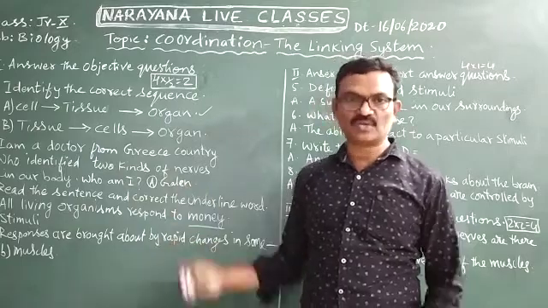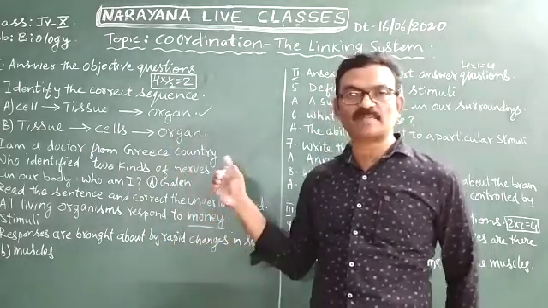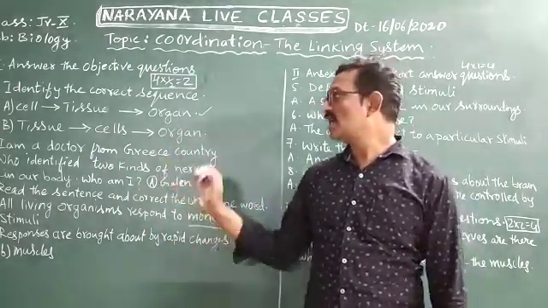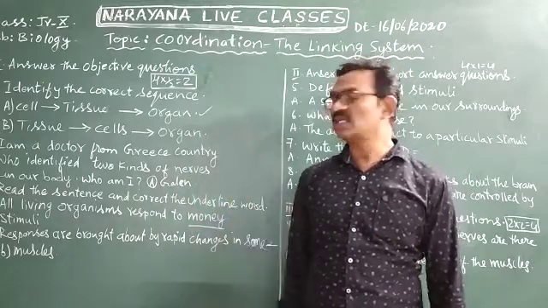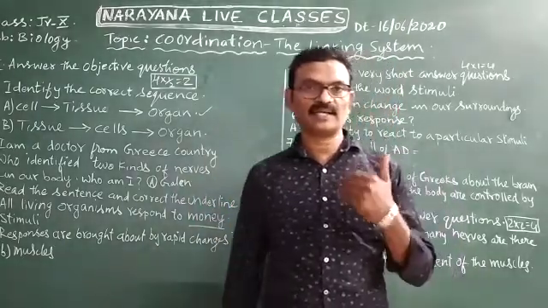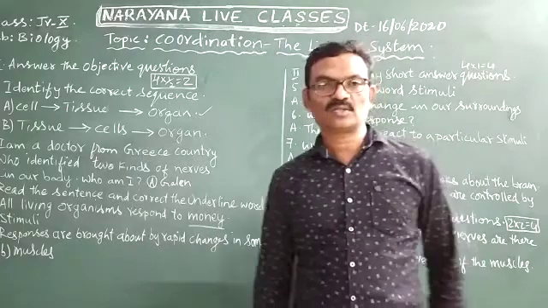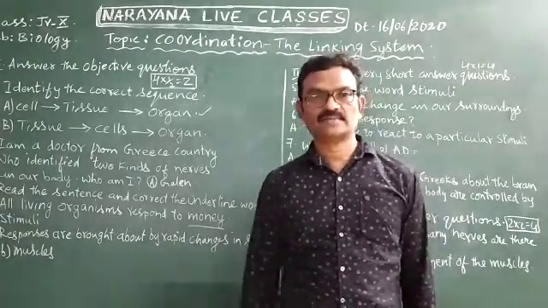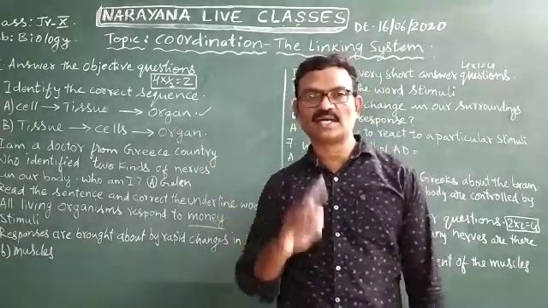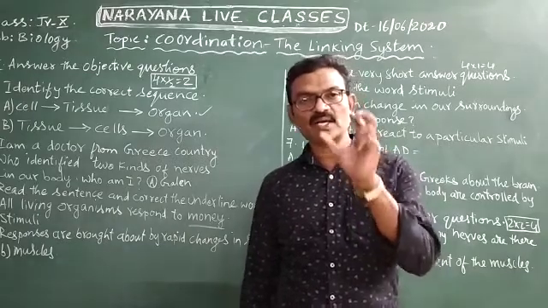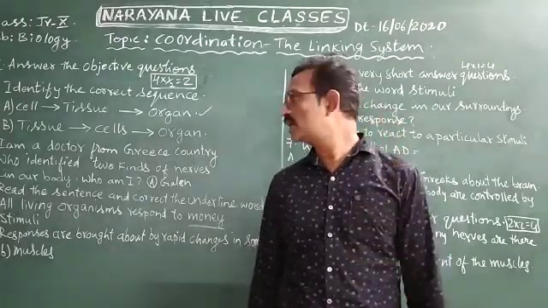Second one, who am I question? I am a doctor from Greece who identified 2 kinds of nerves in our body. Who am I? So the correct answer is Galen. Okay, the answer for this question is Galen. Galen identified 2 types of nerves in our body.